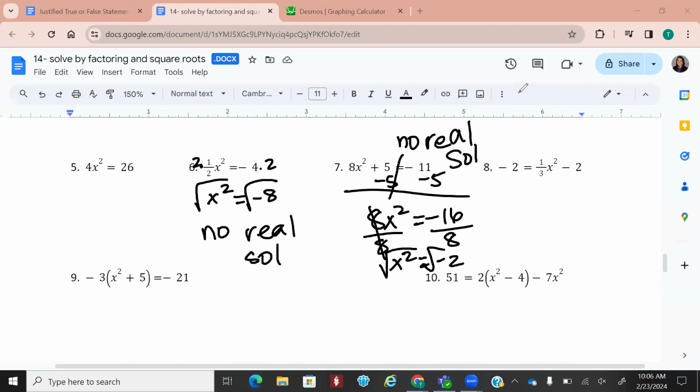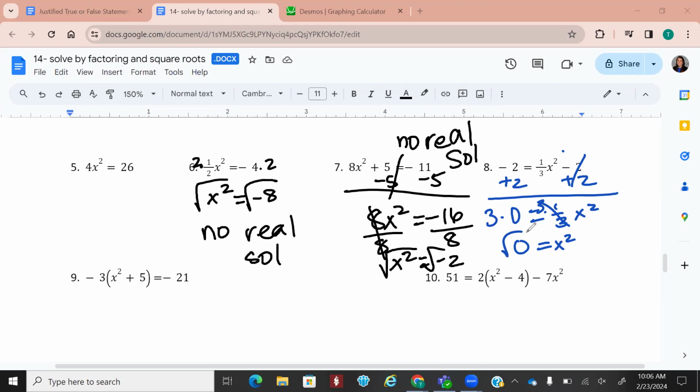Number 8, we're trying to get x by itself. So we're going to add 2 to both sides, and that's going to give me 0 equals 1/3 x squared. We need to get x by itself, so we're going to multiply by 3 on both sides, and that's going to give me x squared equals 0. Well, when you take the square root of 0, what do you get? You just get 0. There's no positive, negative version of it.